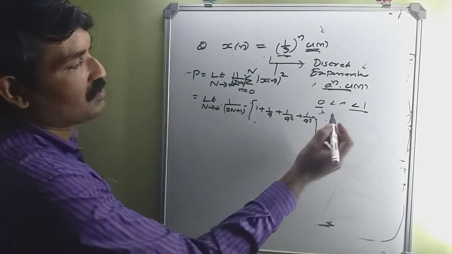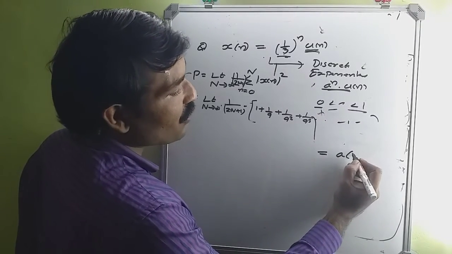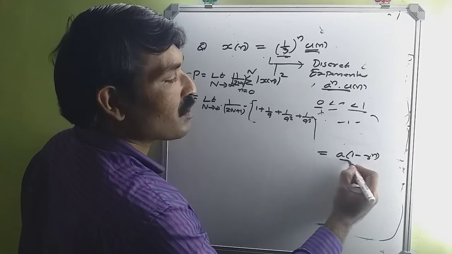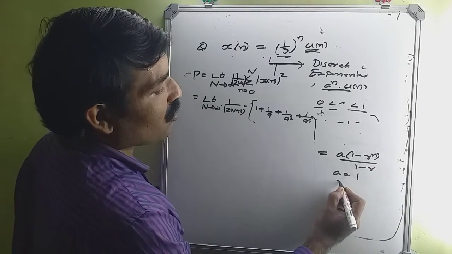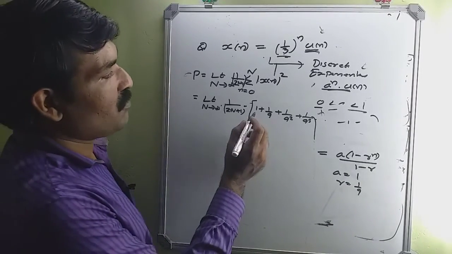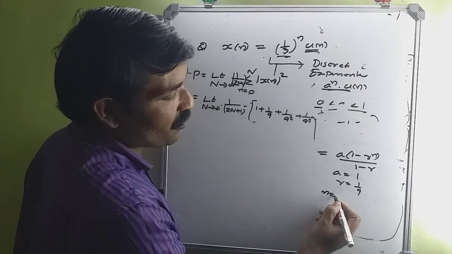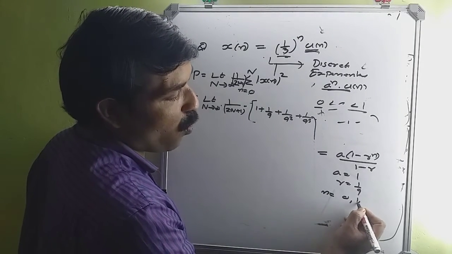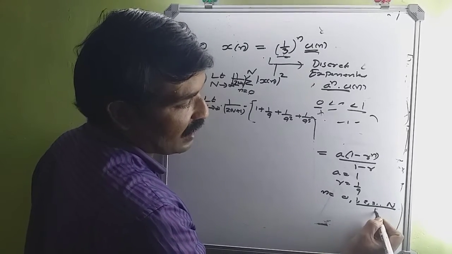Summation to n terms. The summation of n terms of a GP is equal to a into 1 minus r raised to n by 1 minus r. Here a is equal to 1, and the common ratio is equal to 1 by 9. How many number of times? The index n is equal to 0 to n, that means 0, 1, 2, 3 up to n. So from 1 to n there are n times.